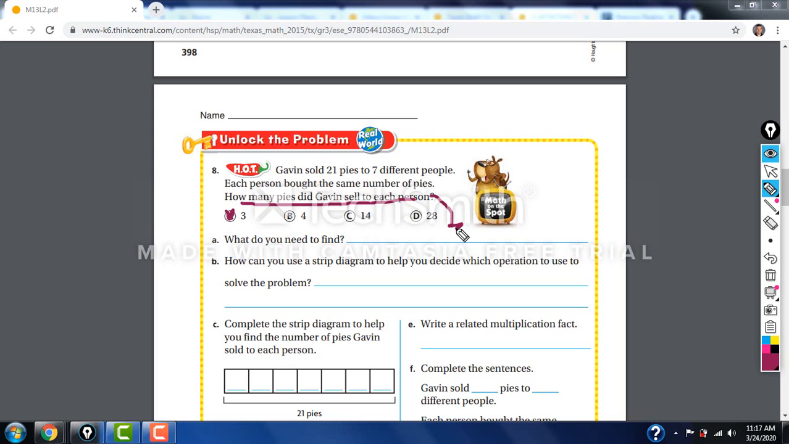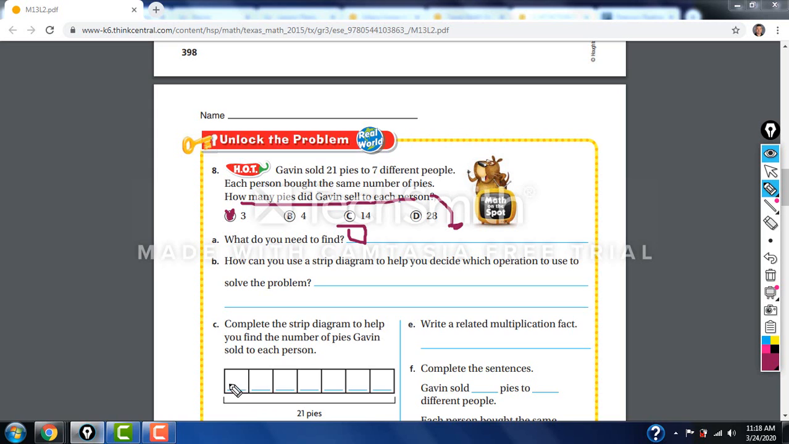That sentence should be written right there in a complete sentence, and make sure you have that sentence starting with a capital letter. How can you use a strip diagram to help you decide which operation to use to solve the problem? The strip diagram helps you decide that you're making a division sentence, because you have 21 pies and you're dividing them into 7 groups, and you know that each group has 3 people in each group. So that gives you the answer. You need to mention here that you're using it to create a division problem.